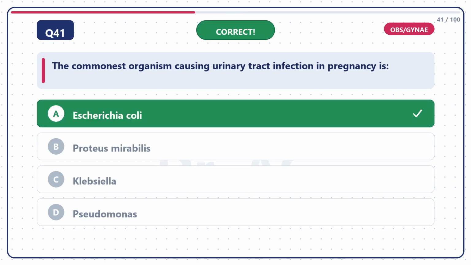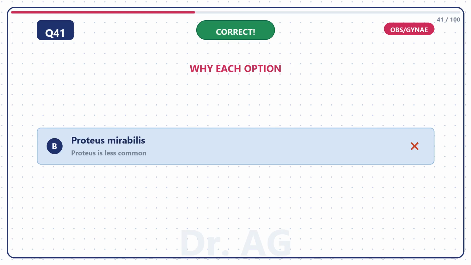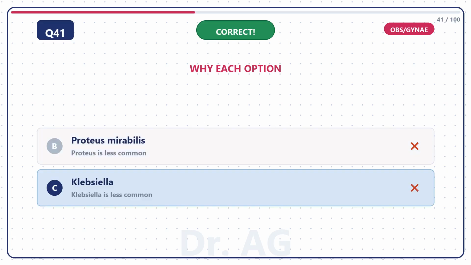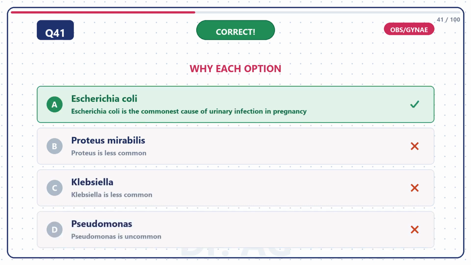The correct answer is option A, Escherichia coli. Let's go through the options. Proteus mirabilis. Proteus is less common. Klebsiella. Klebsiella is less common. Pseudomonas. Pseudomonas is uncommon. And the correct answer is Escherichia coli.